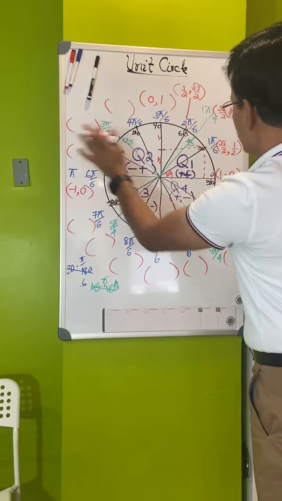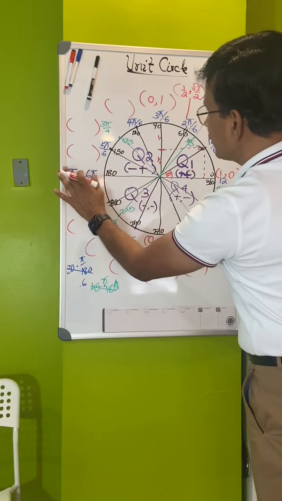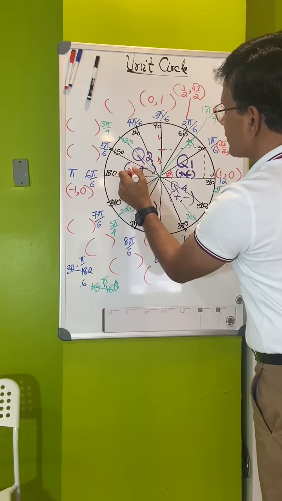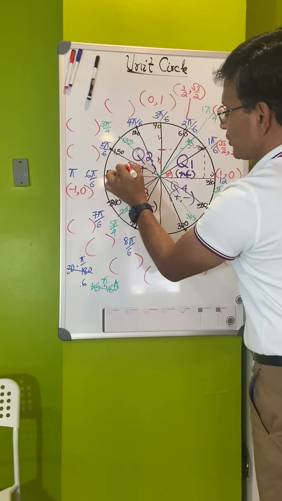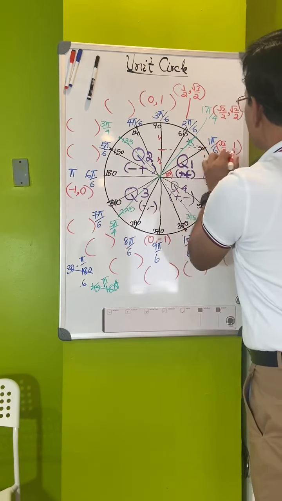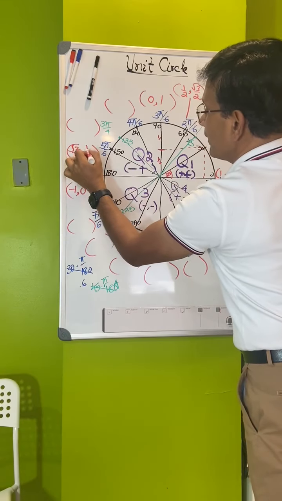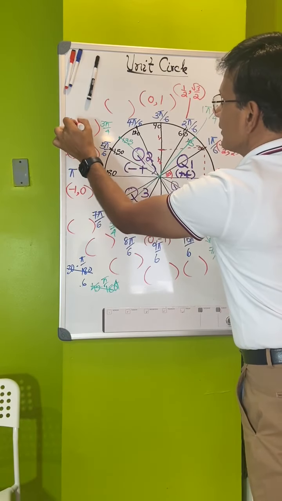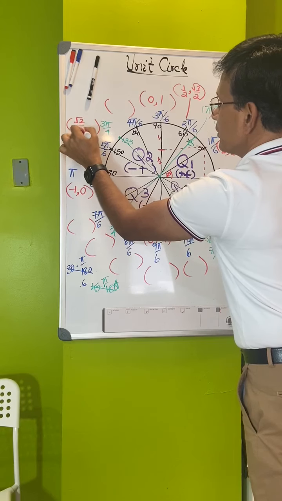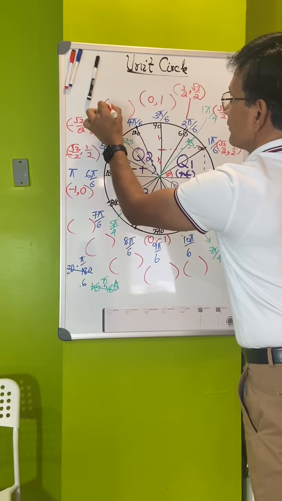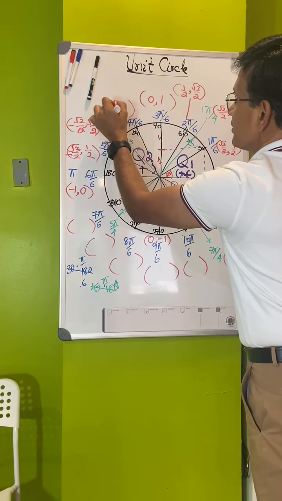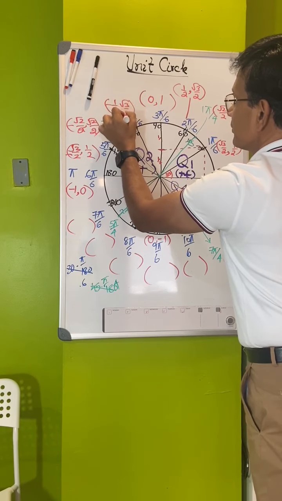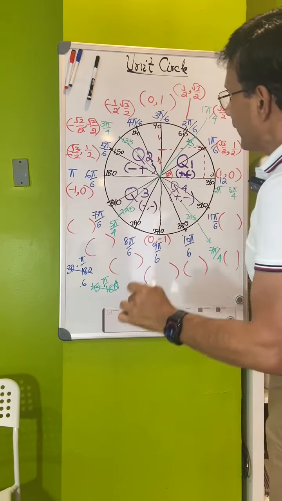What do you do on this side? Just copy everything from this side, and the first sign is negative because it's quadrant 2. So this we already did, root 3 over 2, 1/2. First one is negative. This is root 2 over 2, root 2 over 2, first negative. This is 1/2, root 3 over 2. This one is negative. We are done.